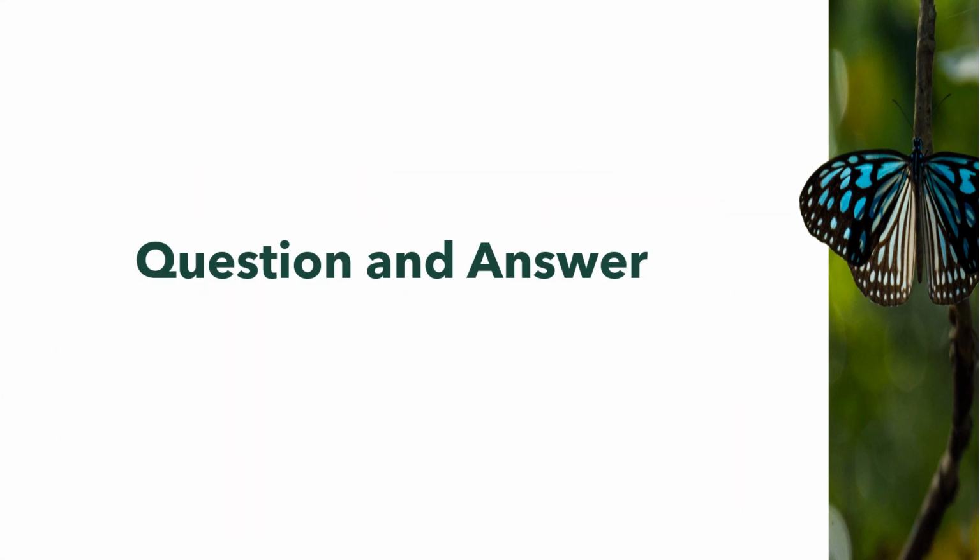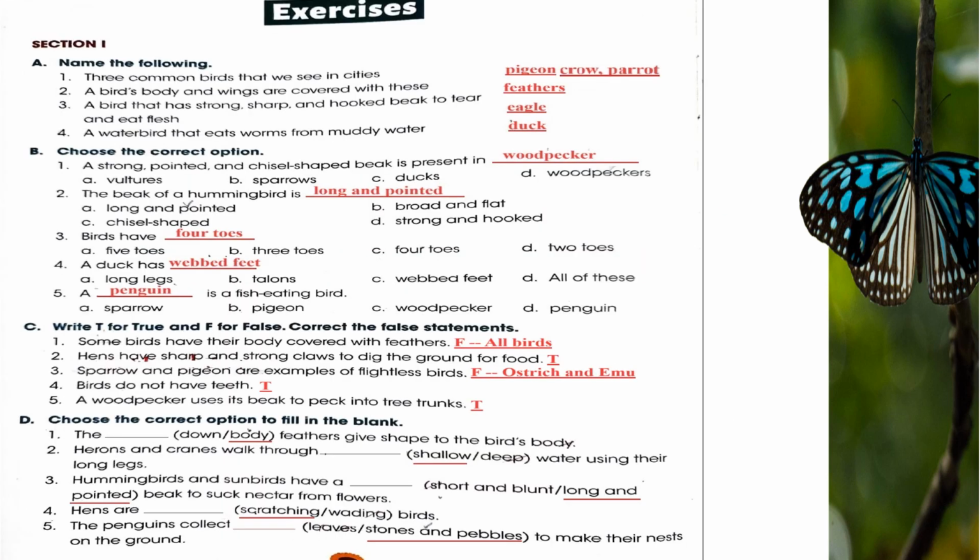Let's start with question and answer. Section 1. Name the following. First, three common birds that we see in cities, that are pigeon, crow, and parrot. Second, a bird's body and wings are covered with these, that is feathers.